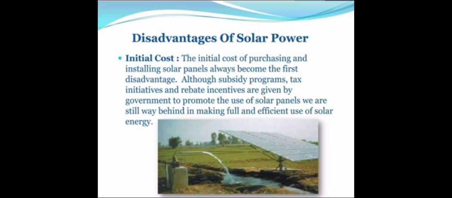And the disadvantages of solar power. Initial cost. The initial cost of purchasing and installing solar panels is always the first disadvantage. Although subsidy programs, tax initiatives and rebate initiatives are given by the government to promote the use of solar panels, we are still way behind in making full and efficient use of solar power energy.